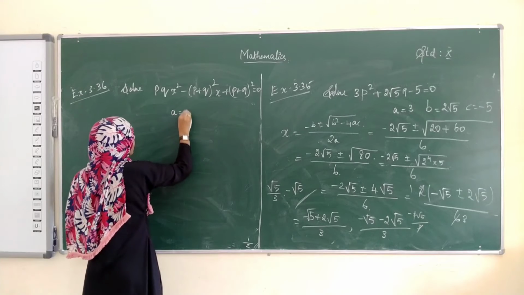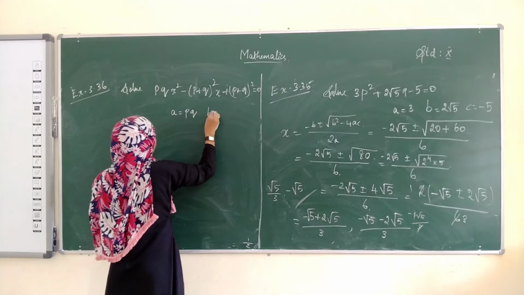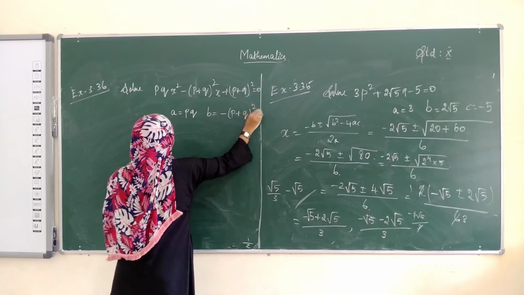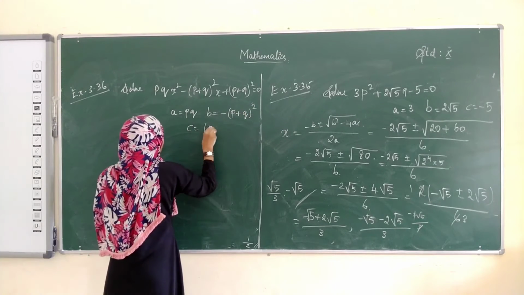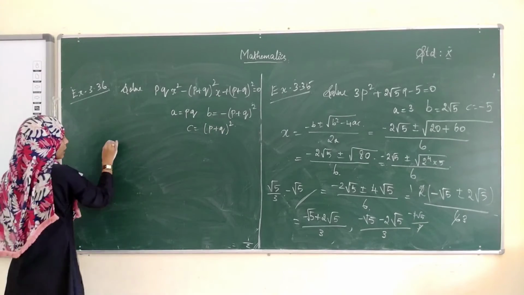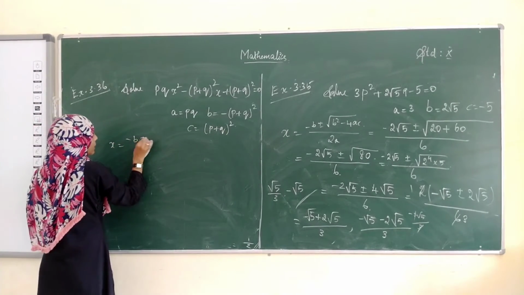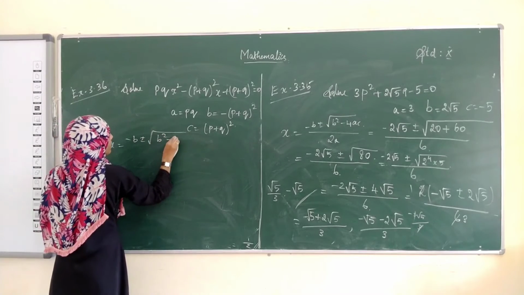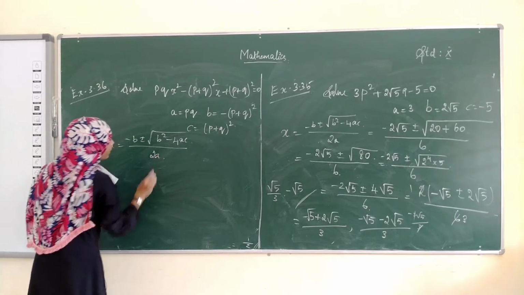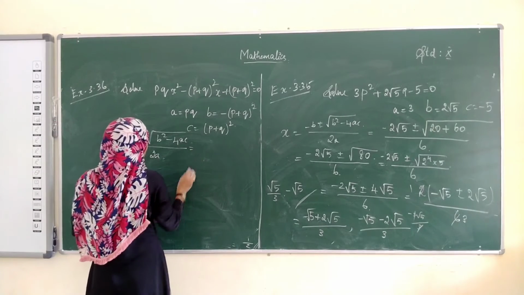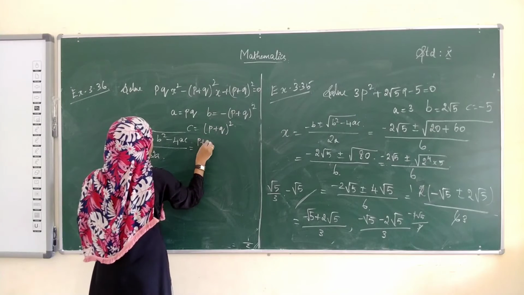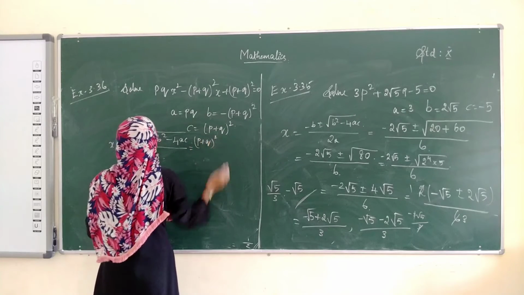What's the value of a? pq. What's the value of b? Minus of p plus q the whole square. What's the value of c? p plus q the whole square. So what's the formula? x is equal to minus b plus or minus root of b square minus 4a into c divided by 2a. Substitute the values. Minus of b. Minus of minus becomes plus. Therefore, p plus q the whole square.